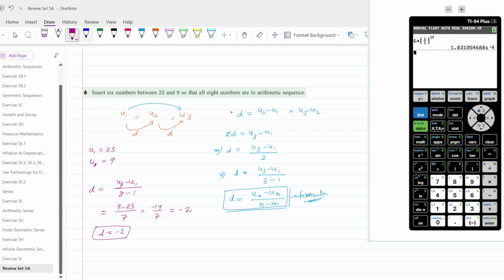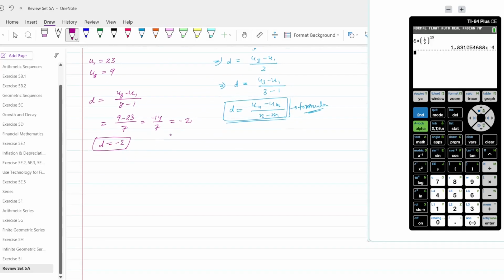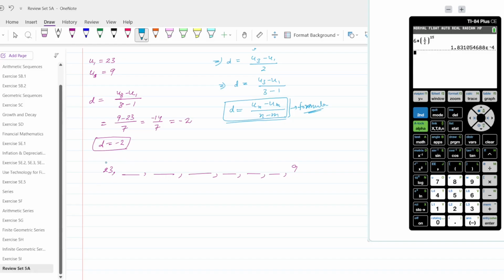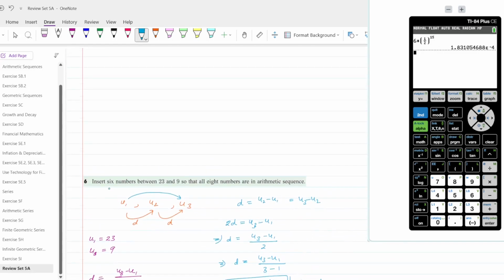The sequence is 23 and then there are 6 numbers in between, and then the last term, which is 9. If we substitute the value, 23 plus negative 2 is going to be 21. This is going to be 19, 17, 15, 13, 11 and 9. So these are the numbers. So we have inserted the numbers. Let's go to the next problem.